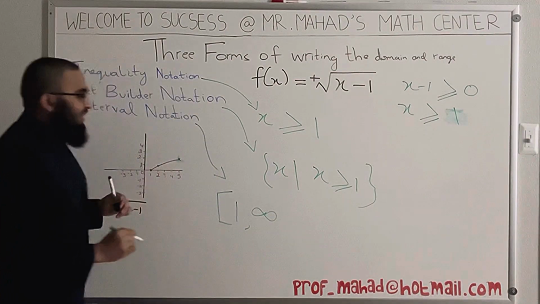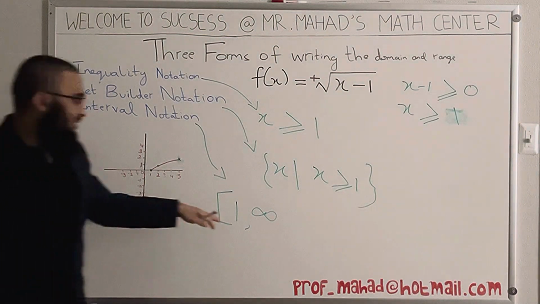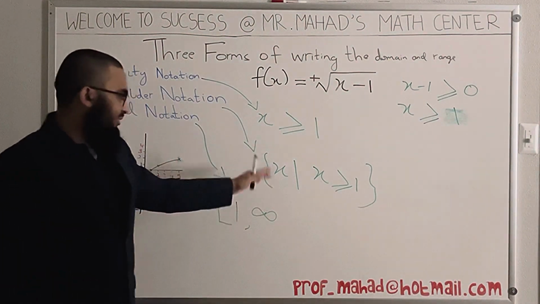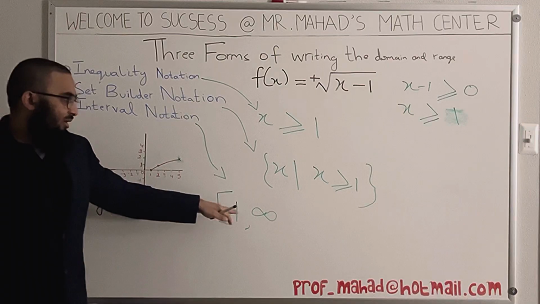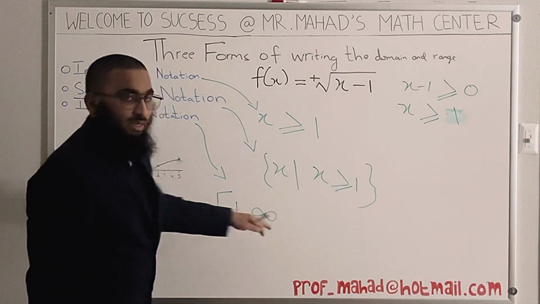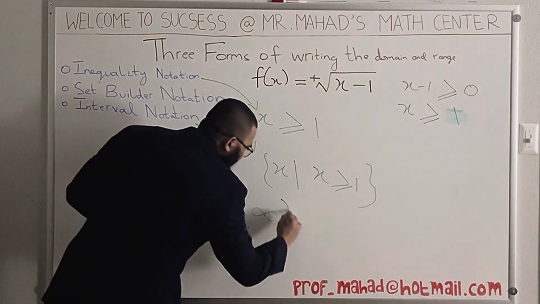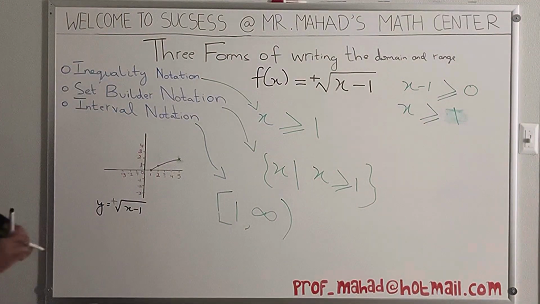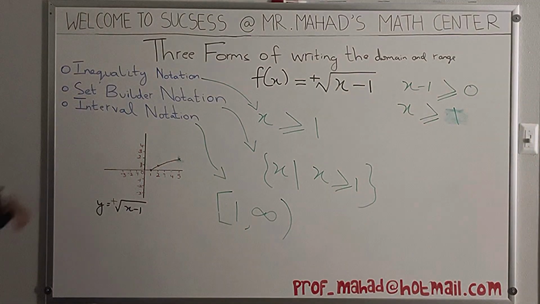Now whenever in mathematics you have an interval that ends with infinity, on any side, you always use a parenthesis like this. It will never have a square bracket. I hope this part is clear.